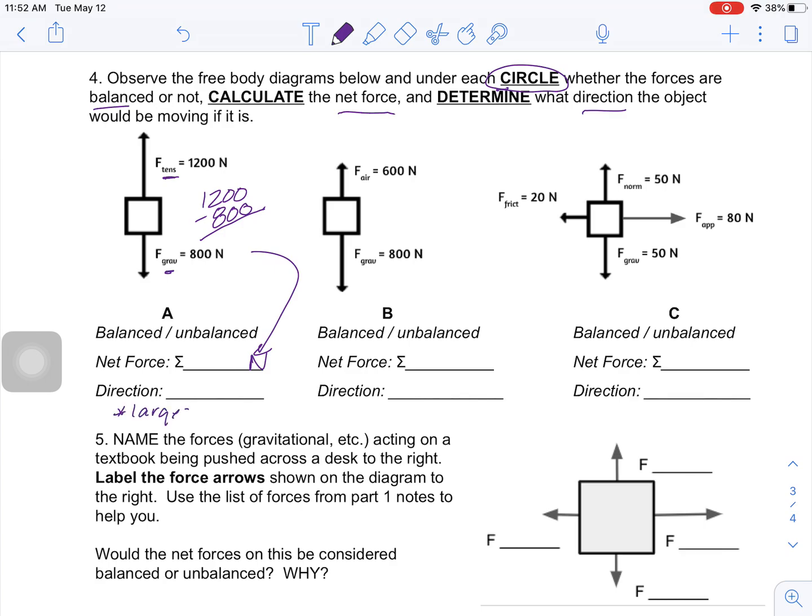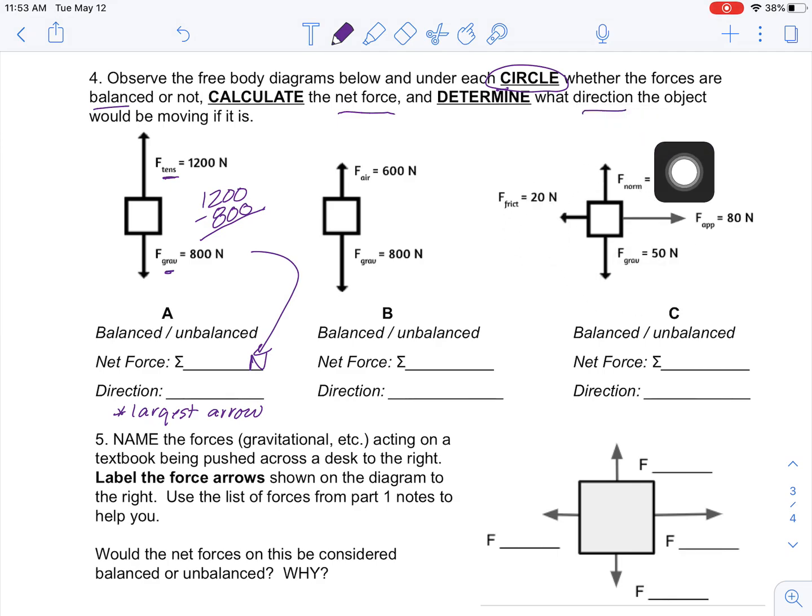And then the direction, I want to look for the largest arrow, right? I want to see which of those two forces is the winning force, essentially, cluing me into the direction that object is going to go. So in this particular problem, I have two choices, either up or down.